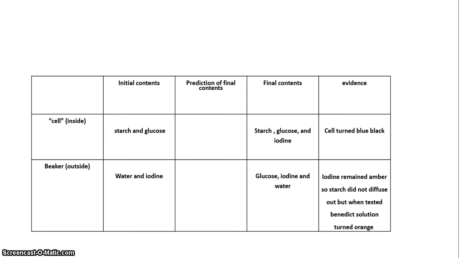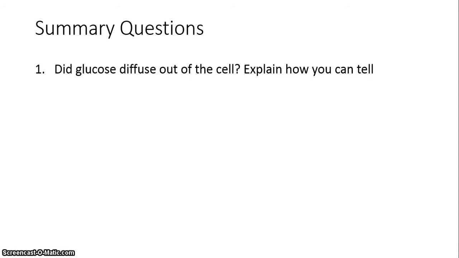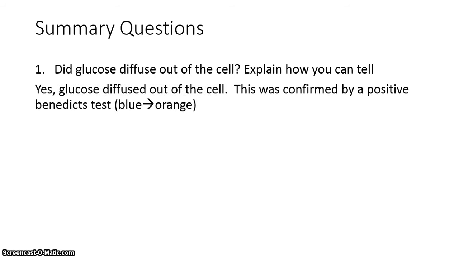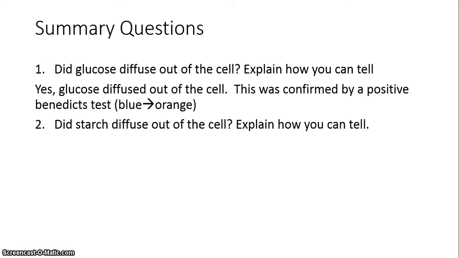All right, now I'm going to go over some of the summary questions with you. So first we wanted to know, did glucose diffuse out of the cell? Explain how you can tell. Well, yes, glucose diffused out of the cell, and this was confirmed by a positive Benedict's test. So when we tested the solution outside of the cell, we noticed that when heated with Benedict's, it turned from blue to an orange color, which confirms that glucose diffused through.